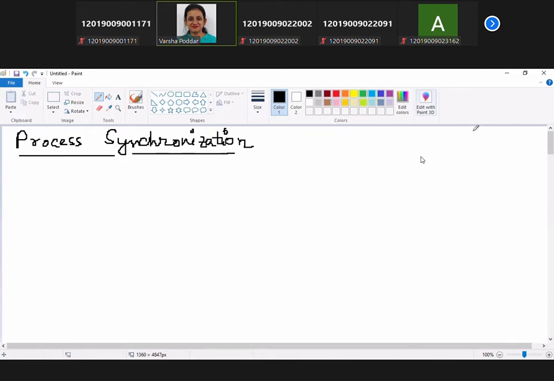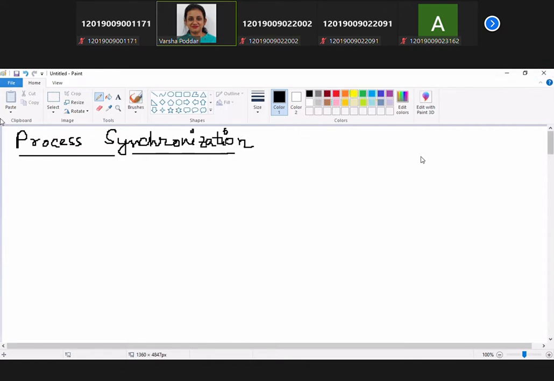Now what is process synchronization? See, these are very, very important concepts, so you must understand the concepts. Again, I am saying that this is not your normal university exam where you will be given numericals to solve. But yes, here you will be asked to explain the concept at least, right? So what is process synchronization?